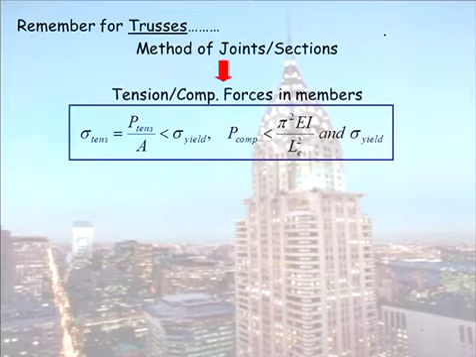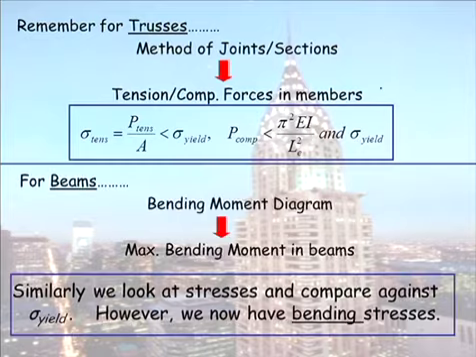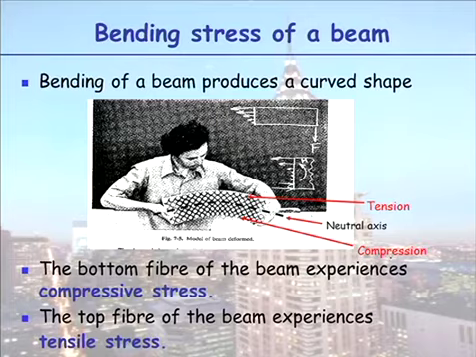Now we're dealing with bending. Remember, for trusses, you did your method of joints, you calculated your forces. We now, for beams, have drawn our bending moment diagrams. From that, we find where our bending moment is maximum. And we are similarly going to look at stresses and compare against yield stress. However, our stresses now are bending stresses. And they are tension or compression bending stresses.